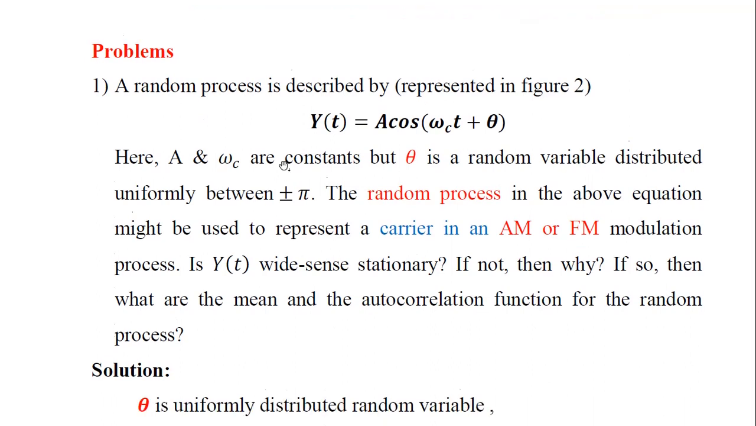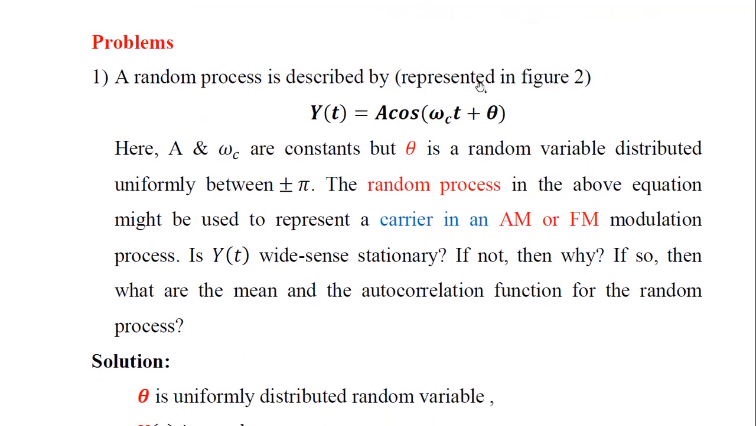So in this example, they have taken a random process represented in the figure by y of t is equal to a into cos(omega c t plus theta). Here a and omega c are constants, but theta is a random variable which is distributed uniformly between plus or minus pi. Totally around 360 degrees, we are having the uniform distribution of the random variable theta here.